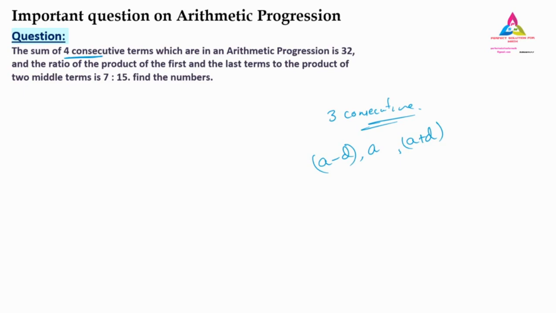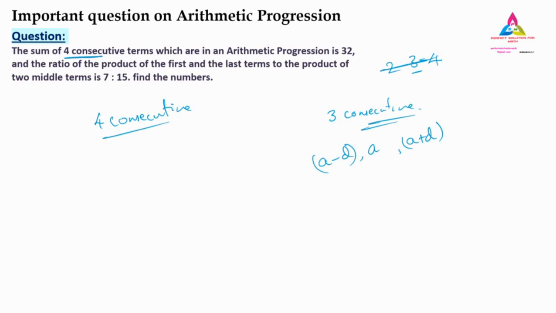But now it is four consecutive terms. You may ask, sir, what is the difference between three consecutive and four consecutive? Consecutive means continuous. What is the consecutive number of 3? The next number is 4, the previous number is 2. Consecutive number means in sequence. Understood? So here four consecutive terms in AP are given.